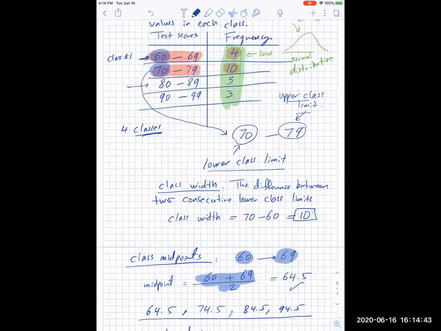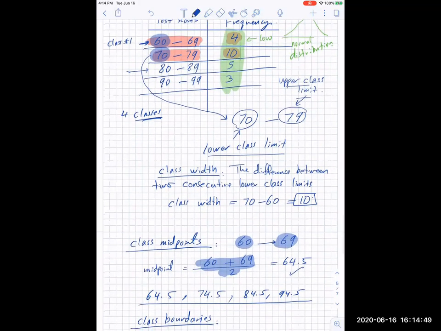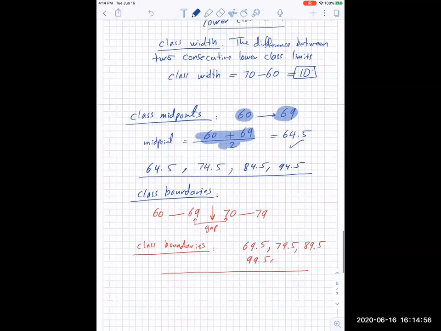Right? A lot of sample data, a lot of statistical analysis is based on the bell curve. Any questions, guys?